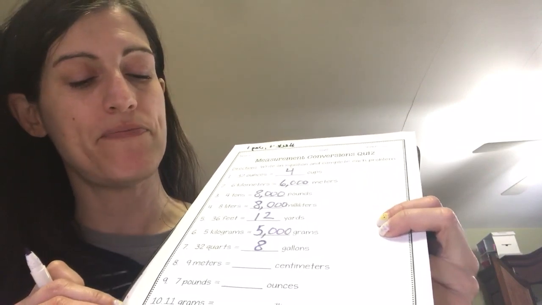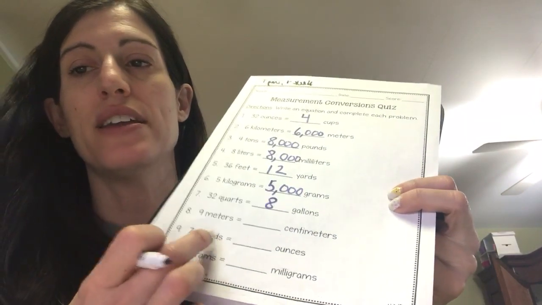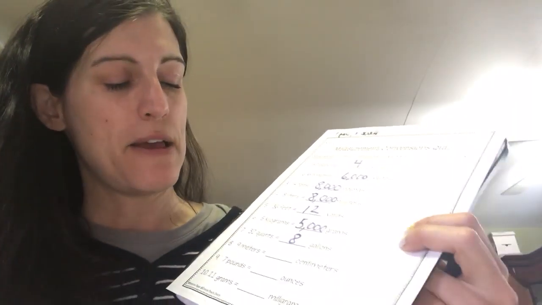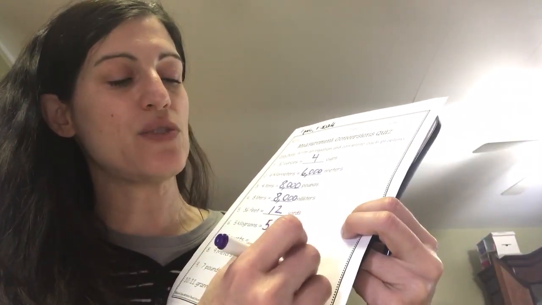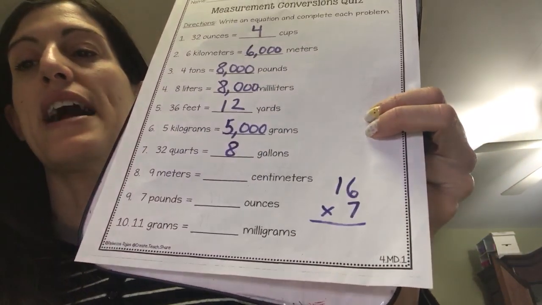All right, try the last 3 on your own. Okay. These will just be the thousands ones that we talked about. Now the 7 one, to get from pounds to ounces, you're going to have to actually multiply by 16. So it'll be 16 times 7 to work out number 9.